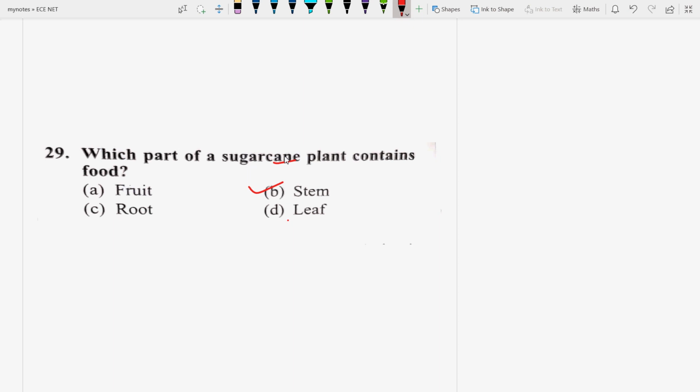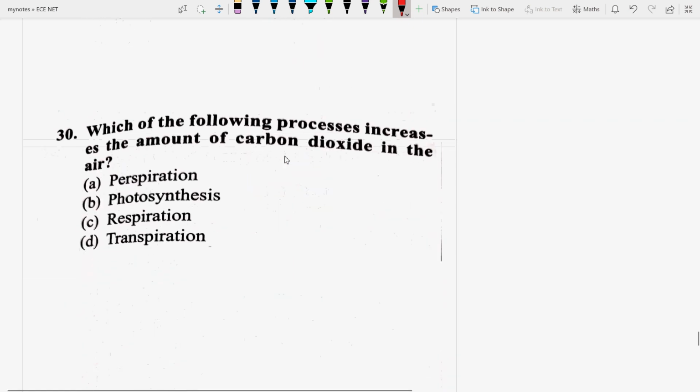Next question is, which of the following processes increases the amount of CO2, carbon dioxide, in the air? Perspiration, no. Photosynthesis, no. Respiration, yes. Transpiration, false. Respiration is the inhaling and exhaling of the air. That is, plants take carbon dioxide and release oxygen. So which increases the amount of CO2 in the air?